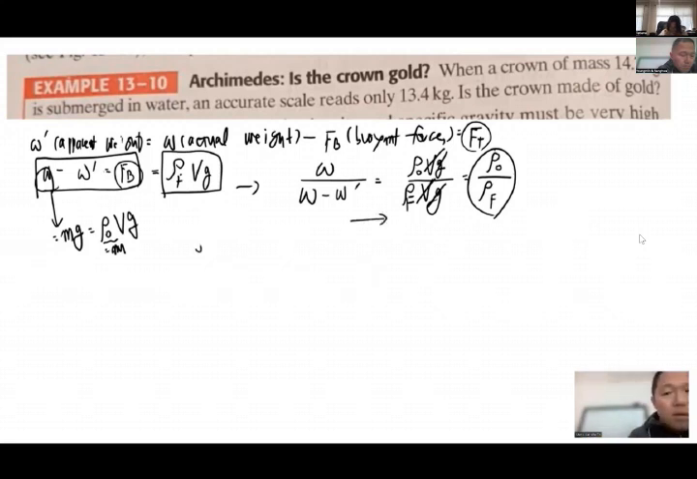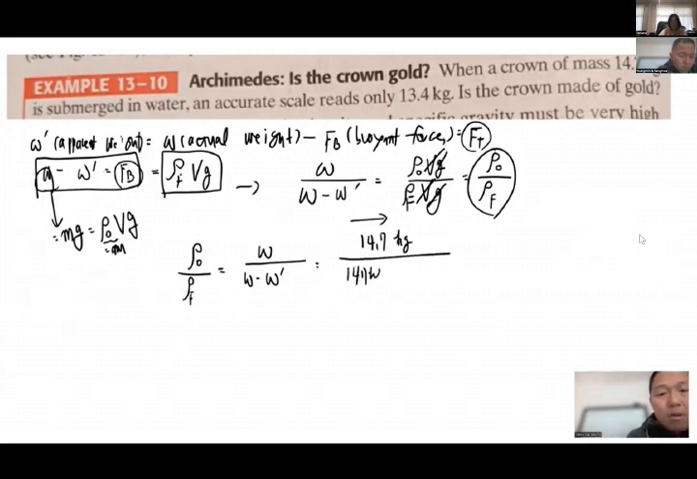As you see, rho over rho F, the ratio of density between the two different materials, is the ratio between the actual weight and the apparent weight. Now you plug in the numbers. The actual weight is 14.7 kilogram, so you just plug the number into W, and the apparent weight is 13.4 kilogram. That provides the ratio between these two densities.